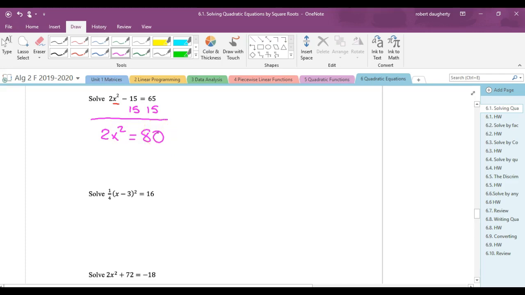What do I do to get x squared by itself now? Divide by 2. So I get x squared equal 40. Okay, so I've got x squared equal 40. Now I've got the x squared all by itself. My solution would be to take what on both sides? Square root of both sides.